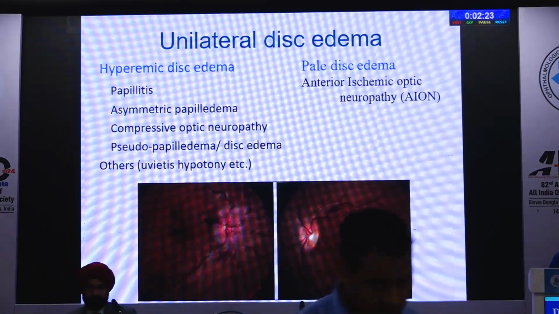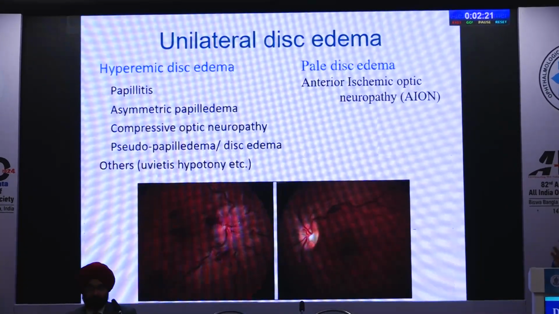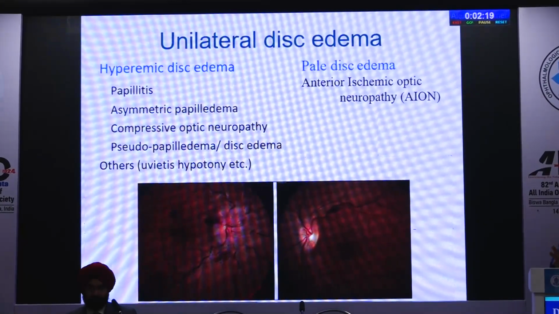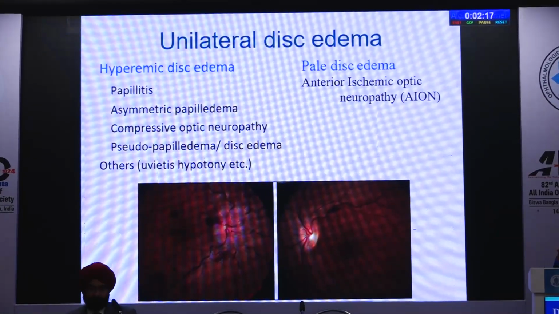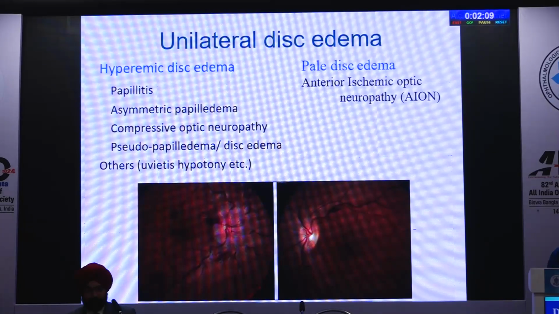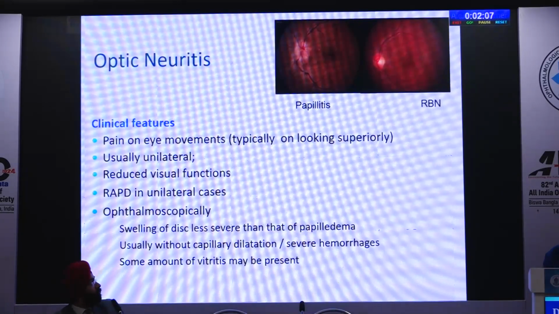Just a quick overview again of unilateral disc edema. We talked about hyperemic and pale. Sometimes in pale disc edema, anterior ischemic optic neuropathy may have pallor associated or setting in very early, giving us a suggestion. But hyperemic disc edema would be papillitis, asymmetric papilledema, compressive neuropathies.